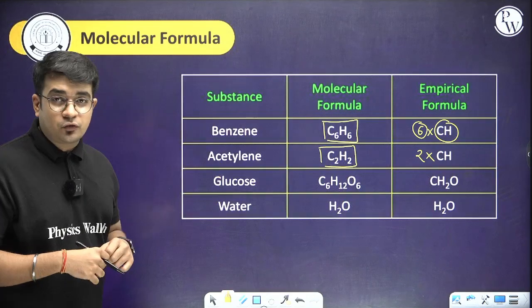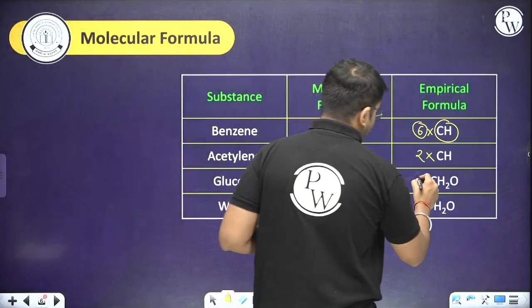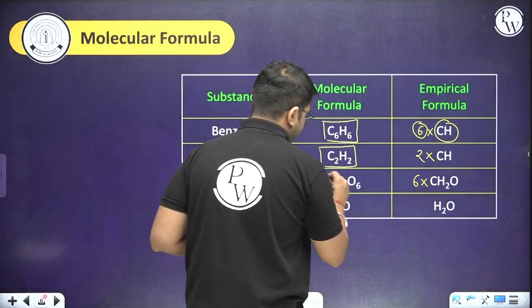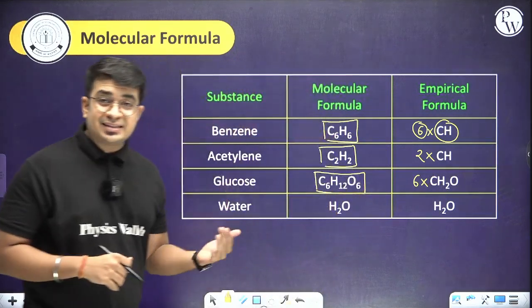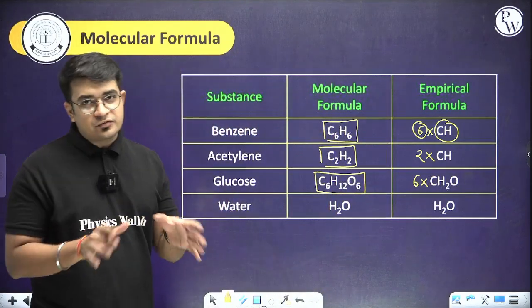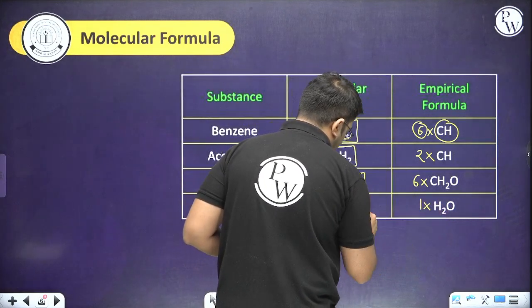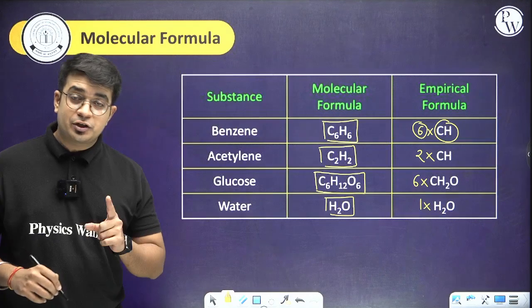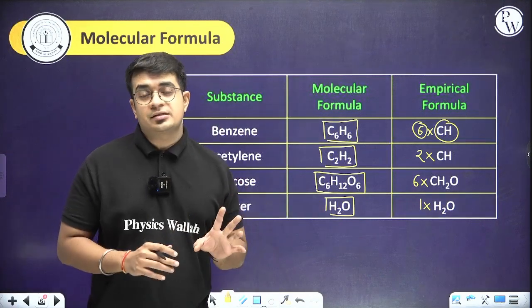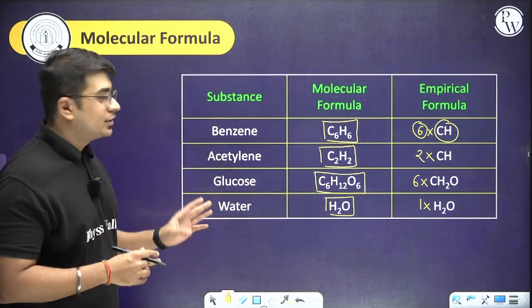In the same case of glucose, you will get the value as 6. When you multiply the entire part with 6, you will get the actual formula as C6H12O6. For H2O, this value is going to remain the same, that is 1, because its empirical formula and molecular formula are the same, because the minimum ratio is 2:1 in both cases. I hope the entire part is clear to everyone.